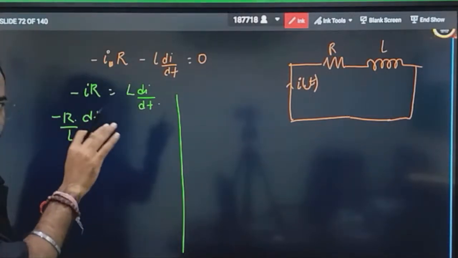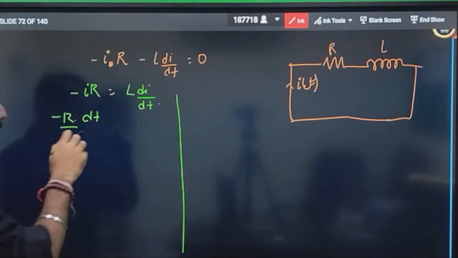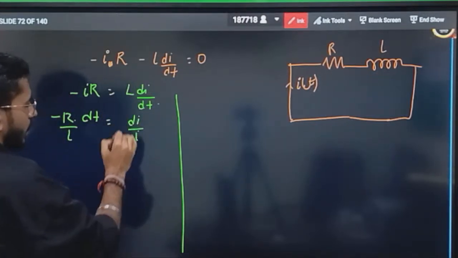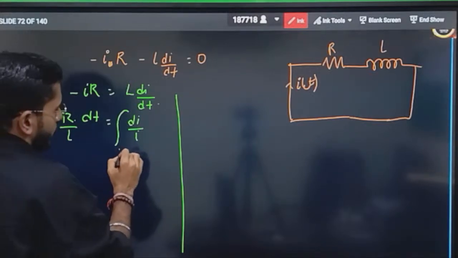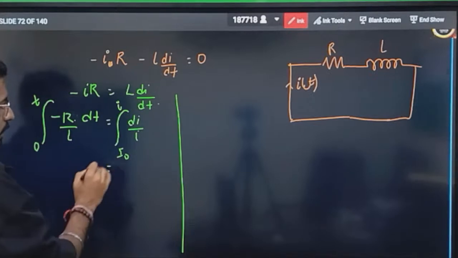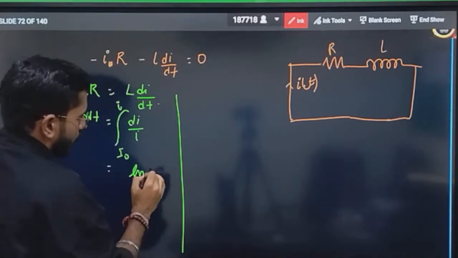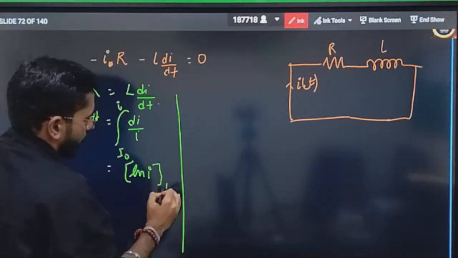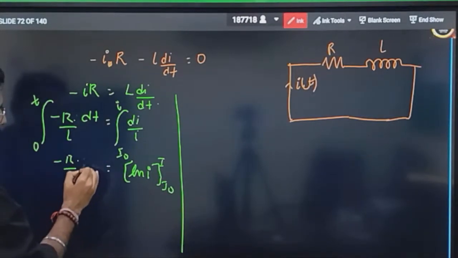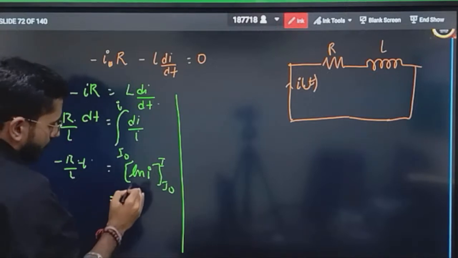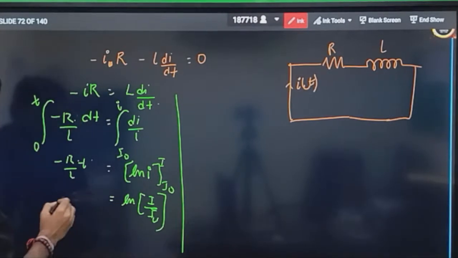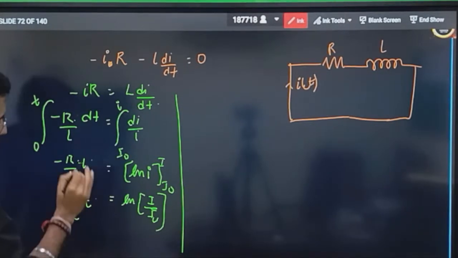Again I am going to replace it as tau. That's why I have written it on one side, and here I will be taking di by I. Now integrate it. Integration initially from I naught, the current at t equal to 0, to t equal to t, where there is some current I that I want to calculate. The integration is going to give you ln I, with the limits from I naught to I, and here it is minus of R by L into t. Putting the limits will give you ln of I divided by I naught, and here it is still R by L into t.